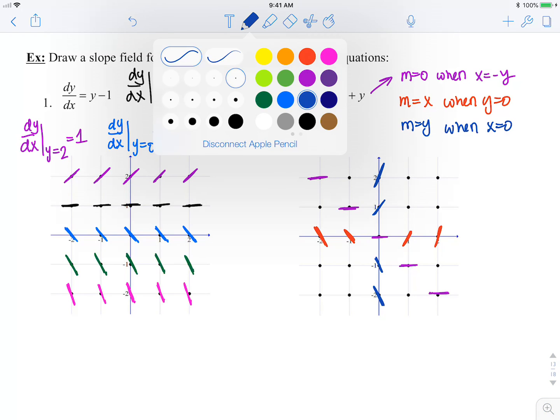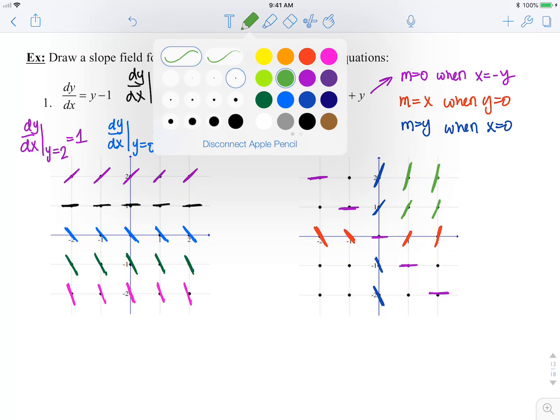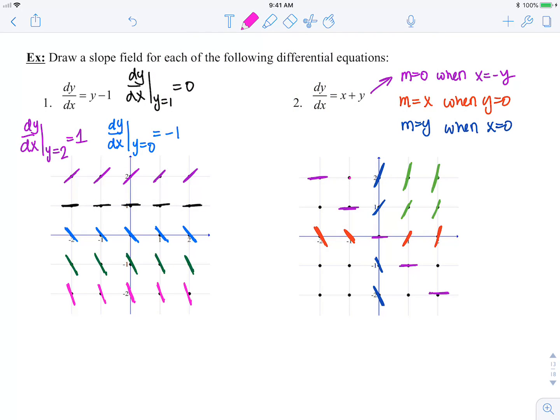So now I'm going to use coordinates, right? So 1 plus 1 is 2. 1 plus 2 is 3. 2 plus 1 is 3. 2 plus 2 is 4. So I'm just trying to make my slopes relative to one another. So here, negative 1 plus 2 is 1. Here, negative 2 plus 1 is negative 1.